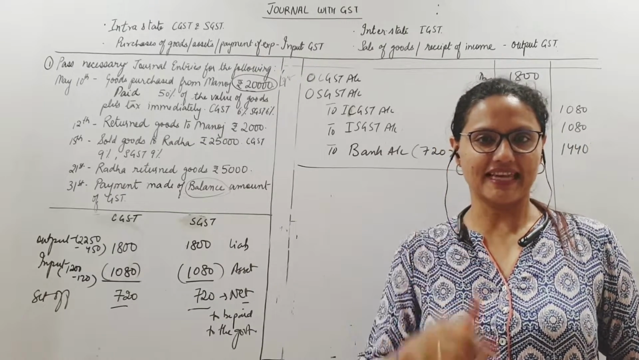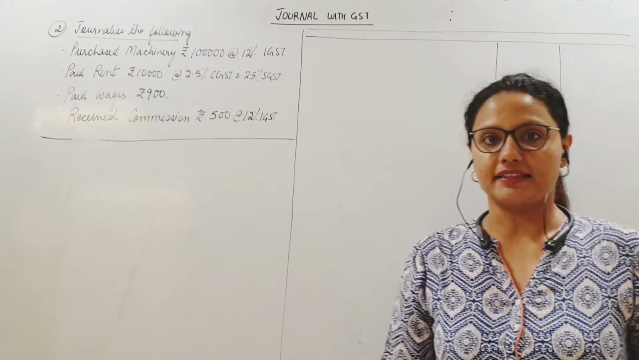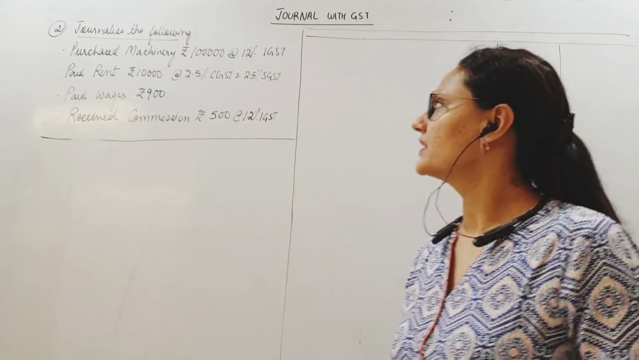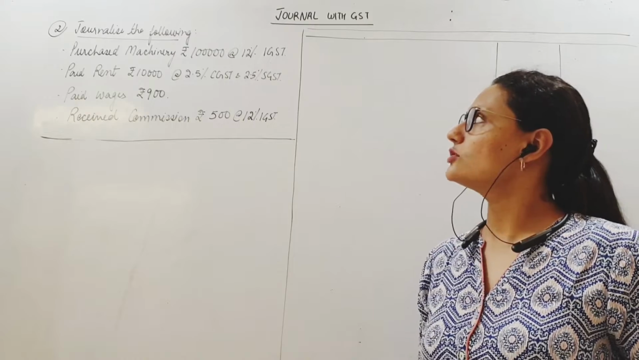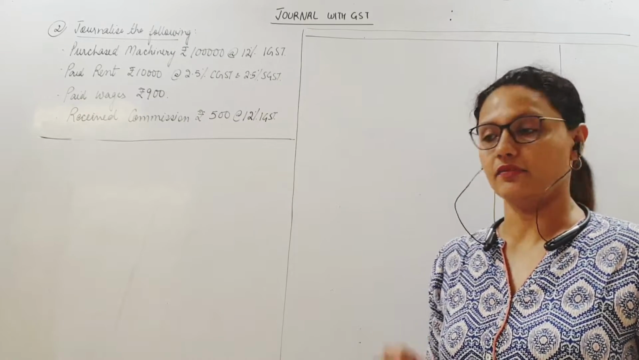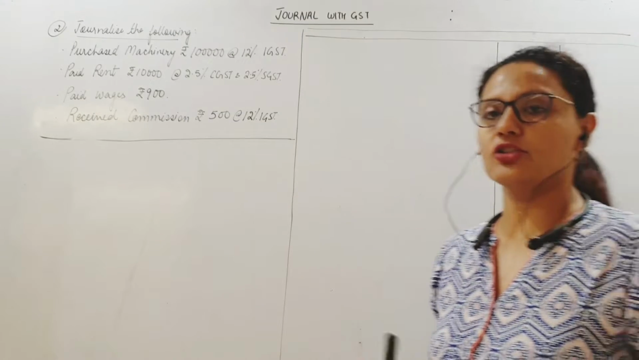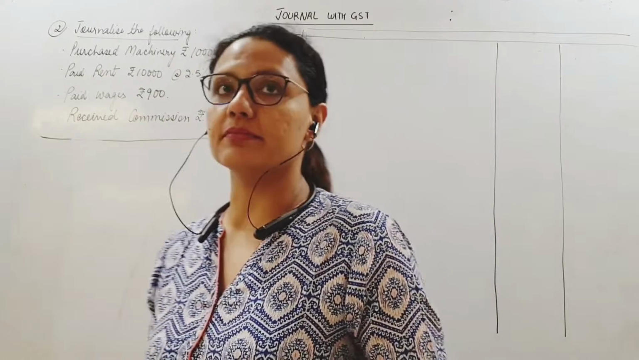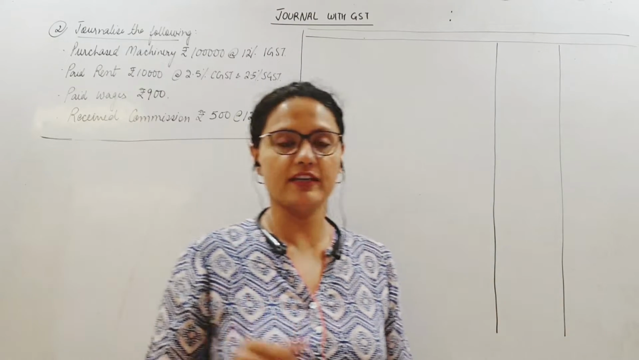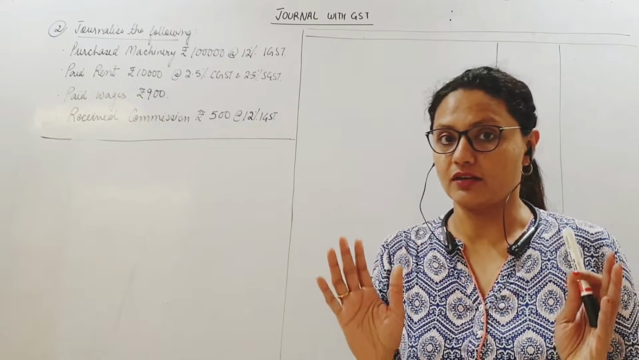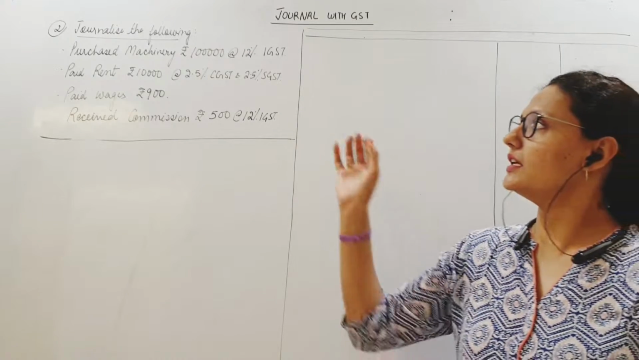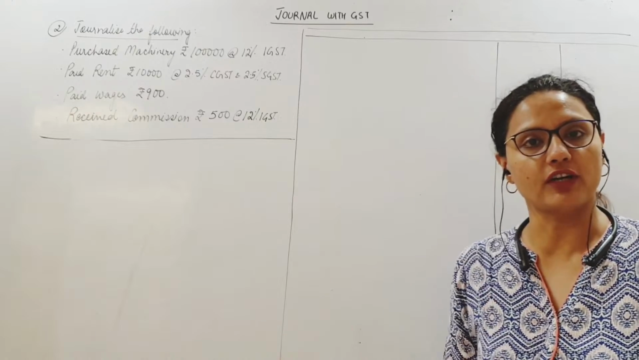Okay. Get ready. Right then. Sum number 2. Journalize the following. Purchase machinery 1 lakh at 12% IGST. Fine. IGST is showing that we are purchasing this machinery from some other state. Fine. Now machinery is an asset. We do not debit purchase account. Okay. But the machinery is also taxed. This is also an input for us, right?